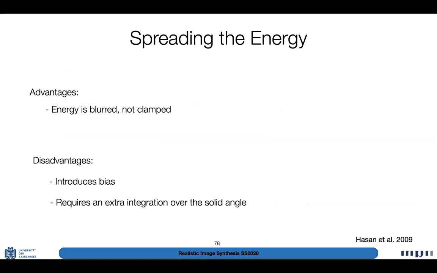The benefit of this approach is that the energy is blurred, so you don't really need to clamp. It's happening automatically thanks to the way that it is formalized. But it could introduce bias. And another problem, which is more related to the overall computation, is that it requires an extra integration over the solid angle. So you already have an integration happening in your rendering term, but on top of that, you also perform this integration of the solid angle, which requires another importance sampling there.